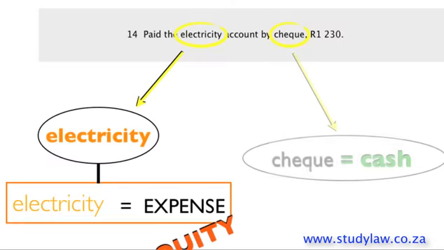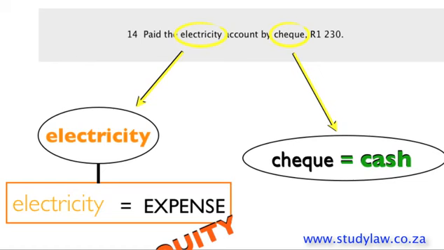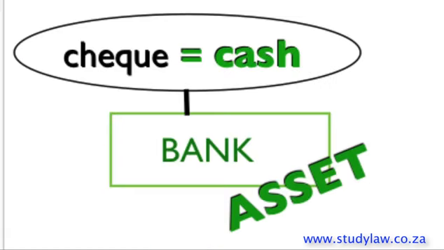Let's look at our other keyword, check. Whenever you see the word check, you must understand that this is the same as cash. In other words, we have paid the electricity account with cash. Cash affects my bank, and bank is a type of asset. Remember that bank will decrease when we pay something.